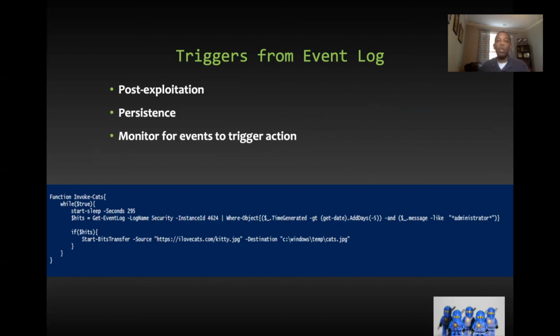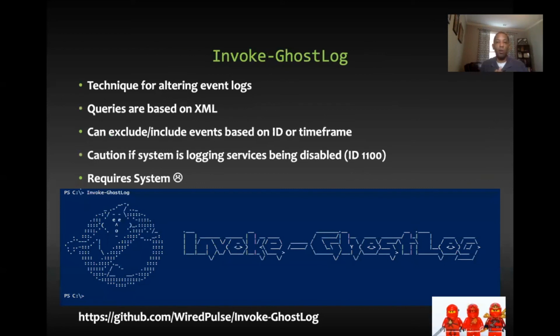So in this case, we just have it loop through. Roughly every 5 minutes, it's going to grab the event log, look to see if the event happened within a particular period of time, and then see if it contains the administrator. If it contains the administrator, then I'm going to kick off another process that goes out to a website and downloads something for me. So this is just an indication of how we can have triggers or actions that happen based upon particular events within the event log.